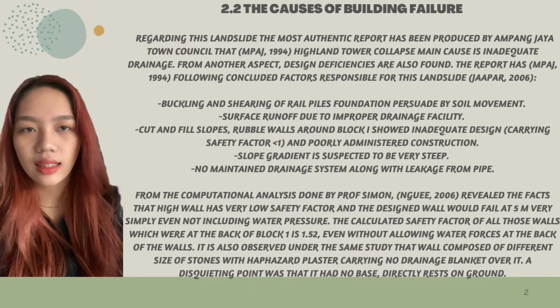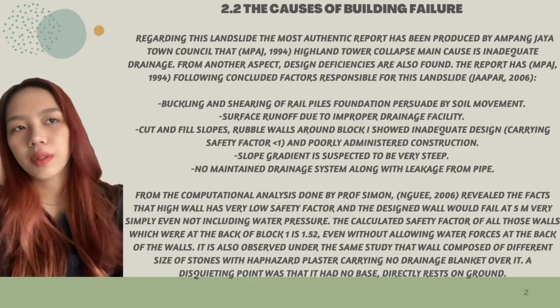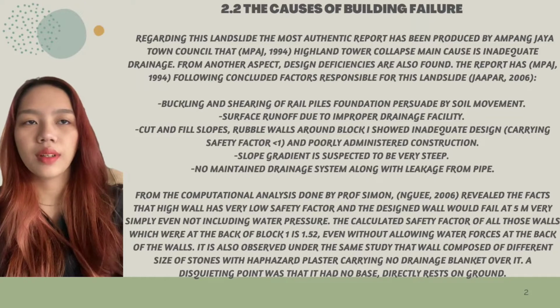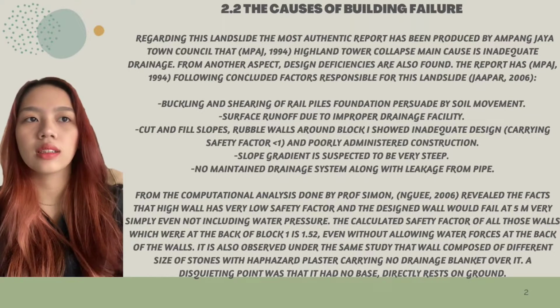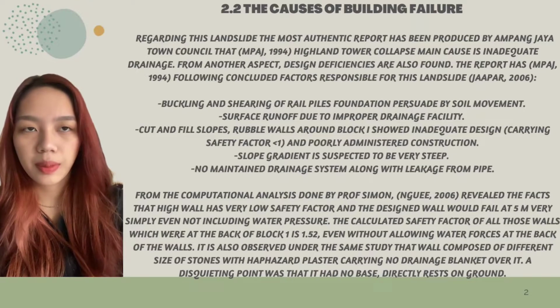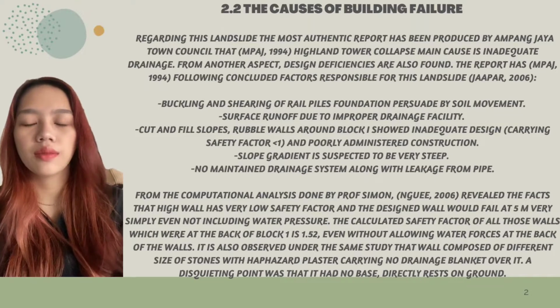Regarding this landslide, the most authentic report has been produced by Ampang Jaya Town Council, MPAJ 1994. The Highland Tower collapse's main cause is inadequate drainage. From another aspect, design deficiencies were also found.